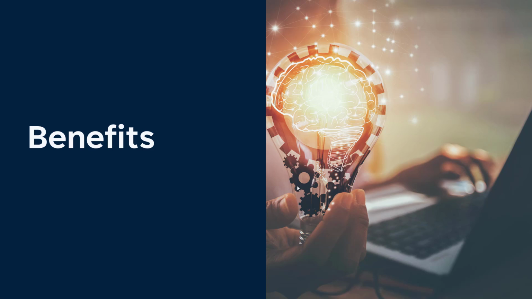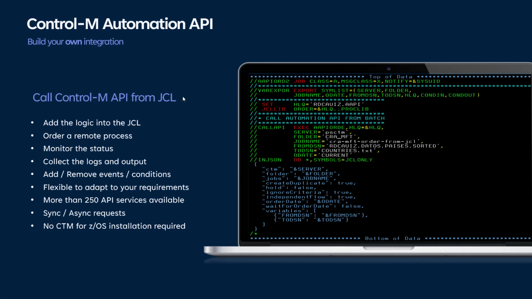Now let's jump into the benefits. As I said before, the best scenario is to have Control-M for mainframe plus Control-M for distributed. But this is a different approach. The benefits of using the Automation API from the mainframe is that you can add the logic into the GCL. So you can put the step to call the Automation API in the middle of your business logic of the GCL. You can order a remote process from the mainframe.